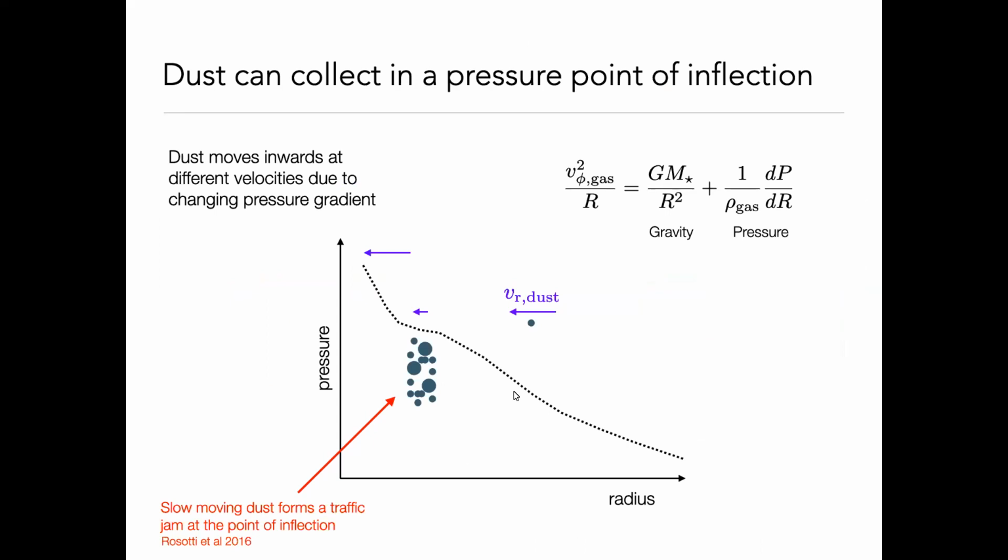But what we have here is that because this pressure gradient is particularly steep, the drift velocity of the dust, which depends on the pressure gradient, is quite large. I've tried to represent this with the size of the arrows. Whereas when you hit this point of inflection, you get a pressure gradient which is less steep. So the dust travels a little bit slower, and then as it moves into the inner part of the disk, again you've got a steep pressure gradient, so it continues to move in fast.